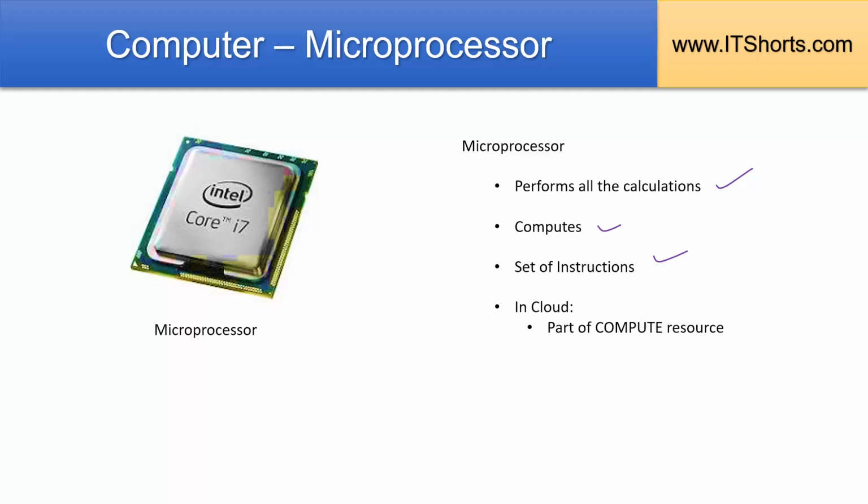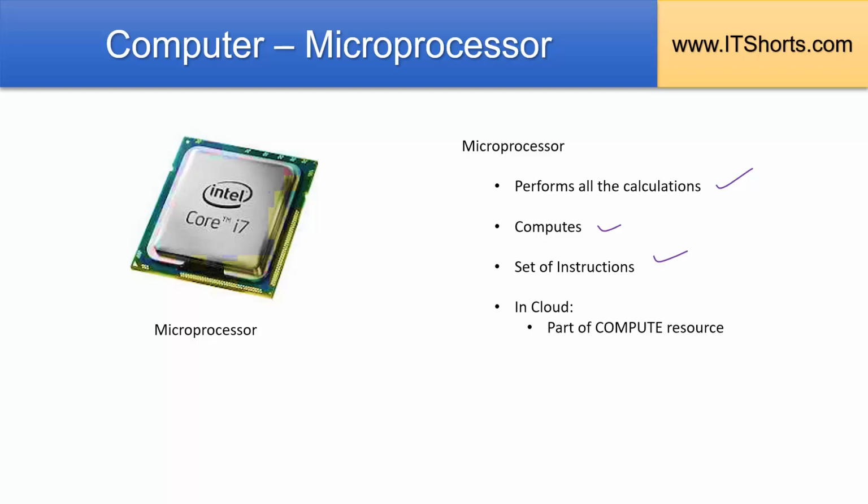As of now, we are way far away from learning cloud in this video series. So just remember that a microprocessor is part of the compute resource in cloud. If you don't want to remember it now, no worries. The upcoming videos in this series will make it easy for you to remember. Anyways, though every component in a computer is very important, we can safely say that every function of a computer depends on the microprocessor. A microprocessor is also referred to as CPU, which is an acronym for Central Processing Unit.